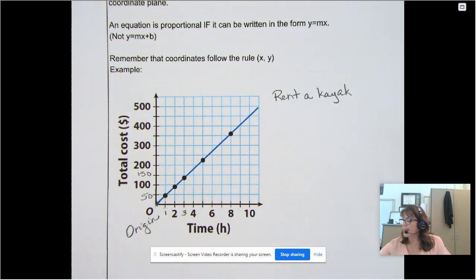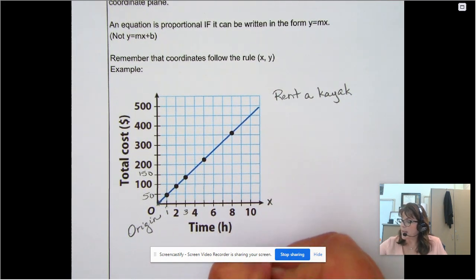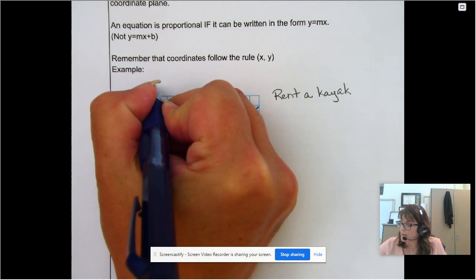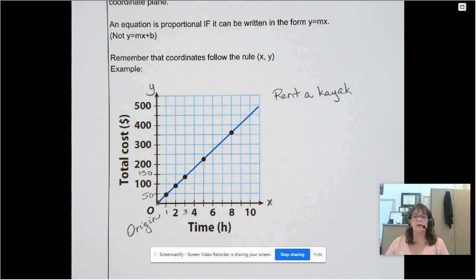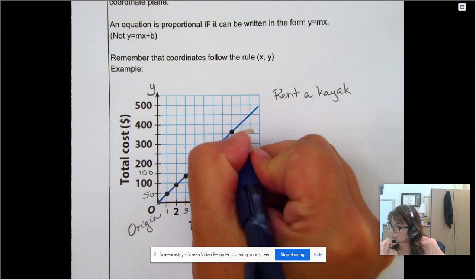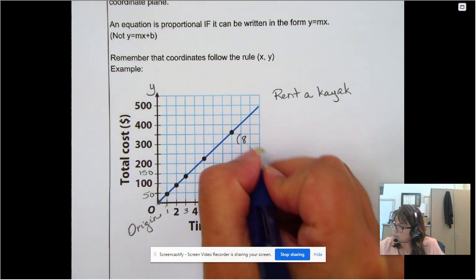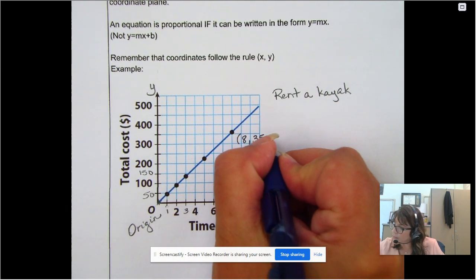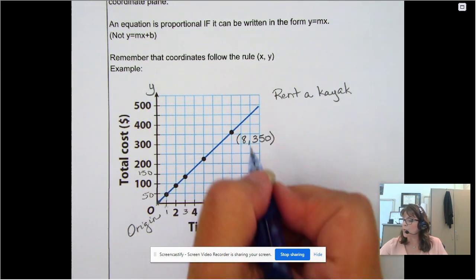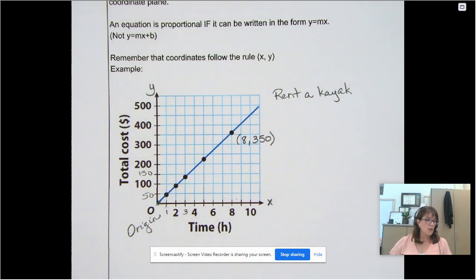Remember that our x-axis here and our y-axis here help us with naming the points. Like this one that I mentioned, 8 hours. That's 8 on the x-axis, and it's about 350 on the y-axis. That would be its coordinate pair. It's really its address on the coordinate grid. A few things to remember about graphing are going to help you a lot in these lessons.